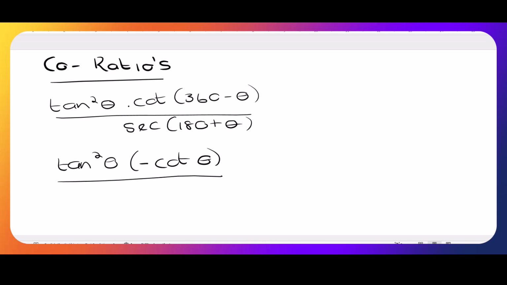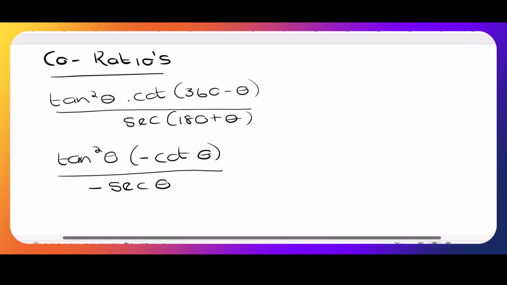Divided by sec 180 plus theta. 180 plus theta means quadrant number 3. It's negative in quadrant number 3. And because we're working with 180, it's not changing. So we're going to stay with sec theta.